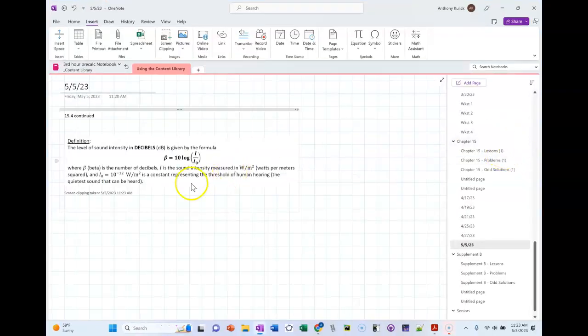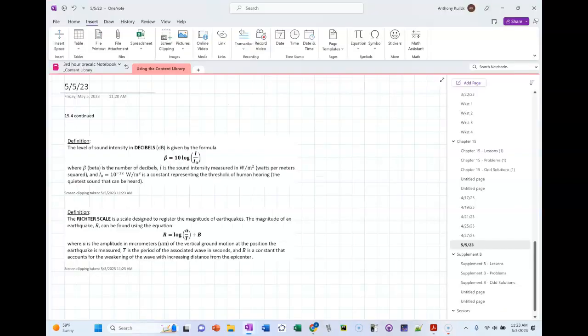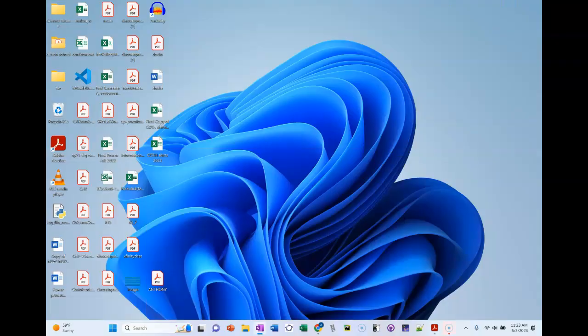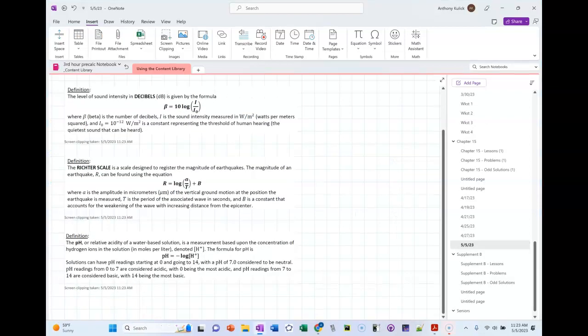So we're going to look at sound. We're going to look at earthquakes. We're going to look at chemistry. And we're going to look at some physics.